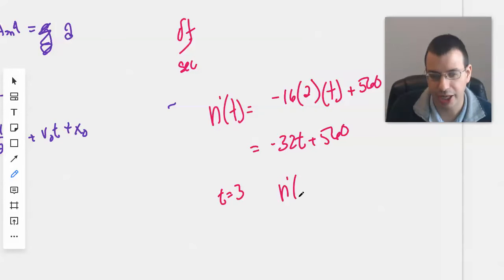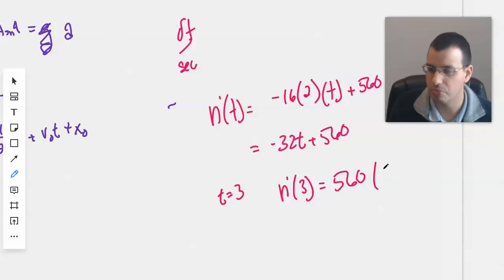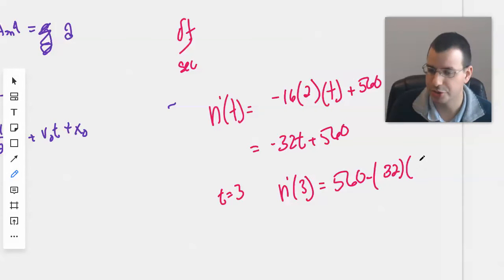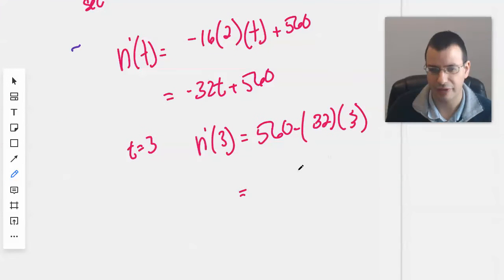So h prime of 3 is 560. I'm just going to move these around real quick because it's easier to have the subtraction on the right side. It just feels more normal. I don't like to start off an equation with a negative sign. Just something not very wholesome about that.